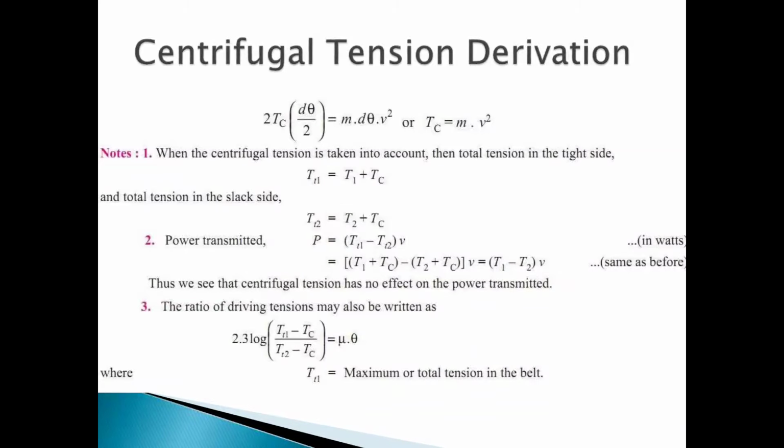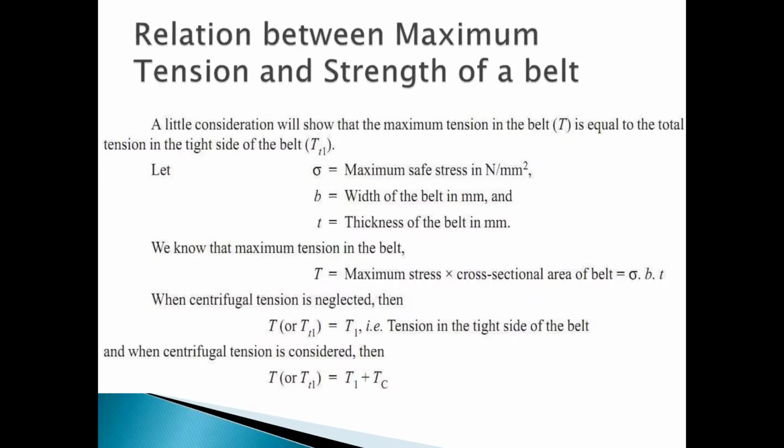T1 maximum, or total tension in the belt: relationship between maximum tension and strength of belt. A little consideration will show that the maximum tension in the belt is equal to the total tension in the tight side of the belt, T t1. We know that the maximum tension in the belt is equal to sigma into b into t. When centrifugal tension is neglected, then T is equal to T1, and when centrifugal tension is considered, then T is equal to T1 plus Tc.